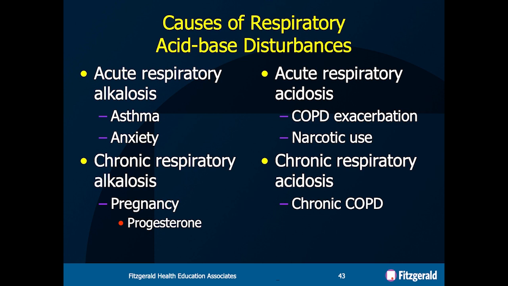Then on the acidosis side, acute respiratory acidosis, think COPD exacerbations or narcotic use. So in COPD exacerbations, we are retaining CO2. In narcotic use, if it's affecting the respiratory drive and they get respiratory depression, again, affecting acutely the CO2 levels, they're going to retain them, leading to an acute respiratory acidosis. Chronic respiratory acidosis: your main example here is going to be chronic COPD.